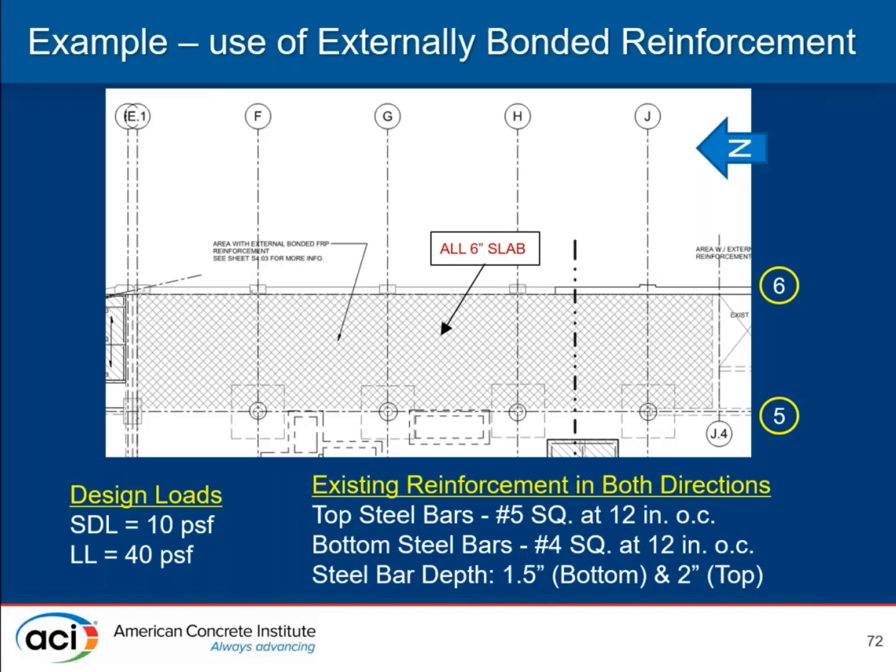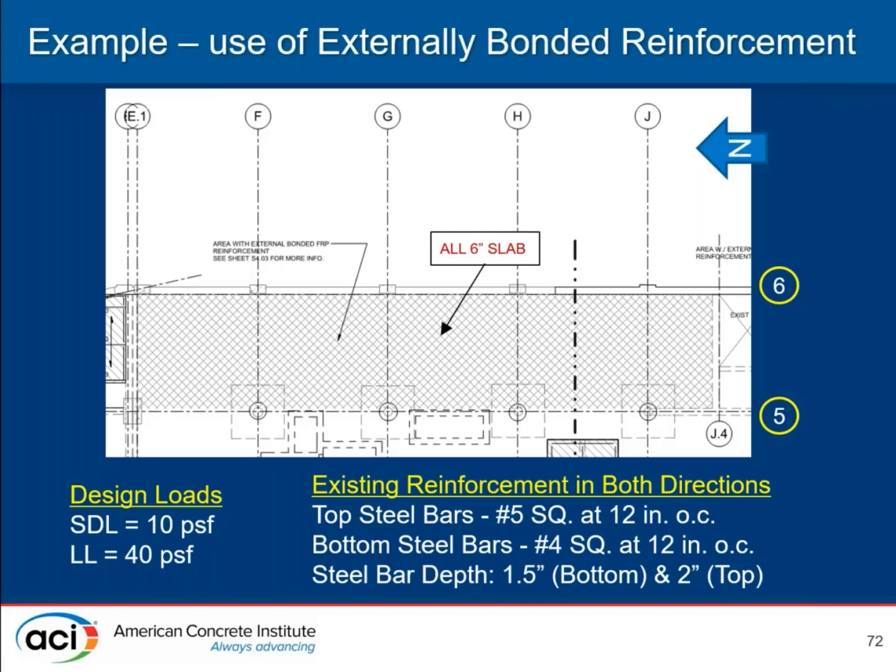So we've got an example here, and the purpose of this example is to see how we might want to strengthen a structure using externally bonded reinforcement. And we also want to be able to go back and make sure, given that externally bonded reinforcement is susceptible to damage, that the capacity of the unreinforced structure still meets the requirements of Chapter 5. So there's a ton of information on this slide.